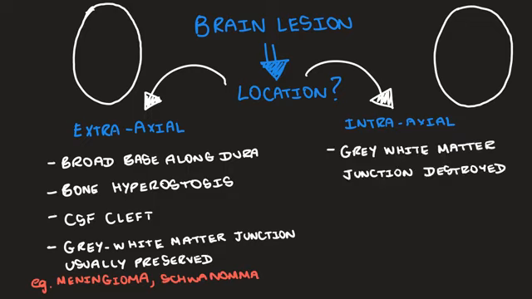In contrast, with an intra-axial lesion, the grey-white matter junction is usually destroyed. For instance, if we draw a brain here, usually you can see the grey matter peripherally and the white matter centrally, and you can see a distinction between the two. However, in an intra-axial lesion, this junction is usually destroyed.